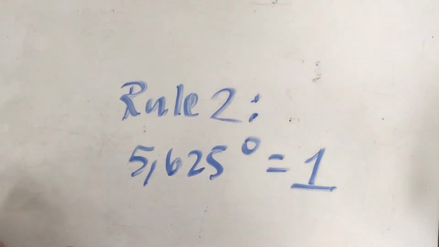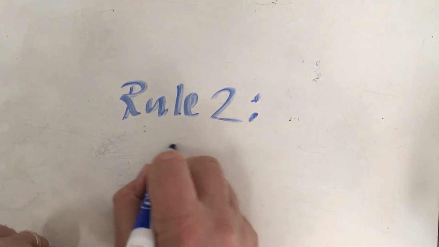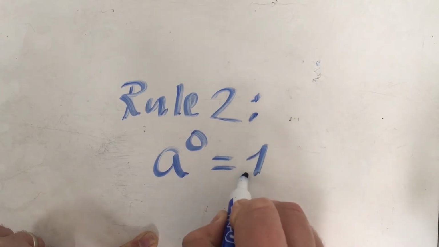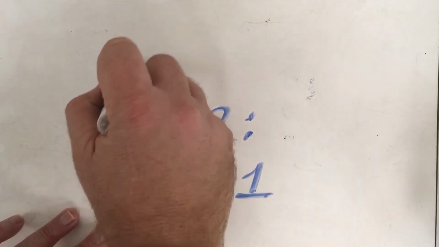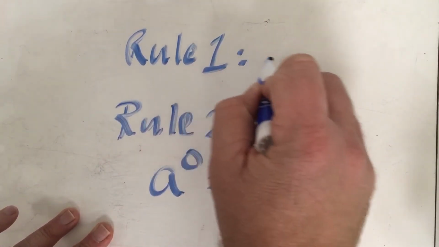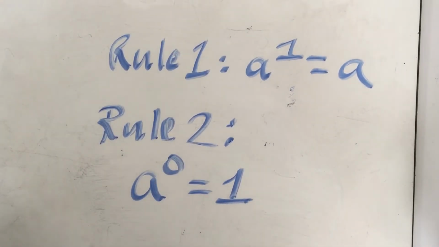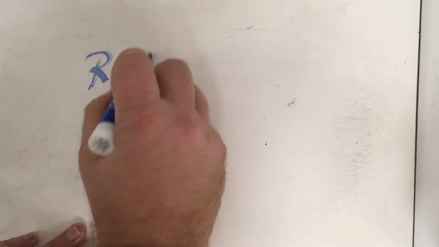Intuitively, it doesn't make a whole lot of sense because you're telling me to write something down 0 times and it comes out to be 1. But you'll see in a little bit why this rule has to exist. So for now, we'll call it rule 2. Any base taken to the 0 power comes out to be the number 1. So 2 rules so far. Anything to the first power is itself. Anything to the 0 power is 1. And now let's get into some stuff that's actually kind of fun, some shortcut rules that allow you to do some problems really quickly. Rule 3.